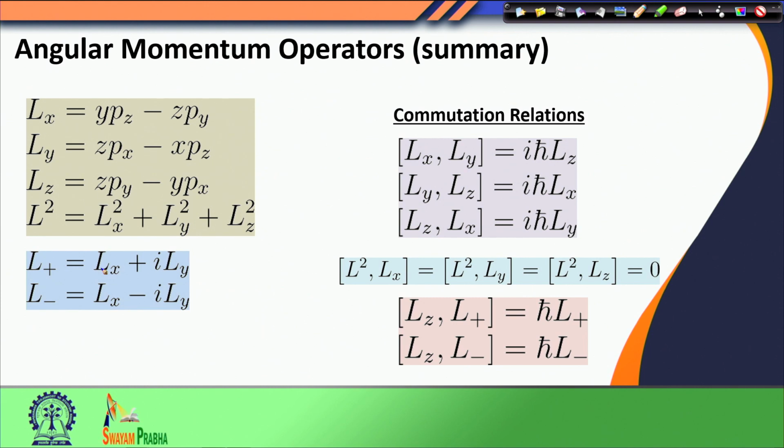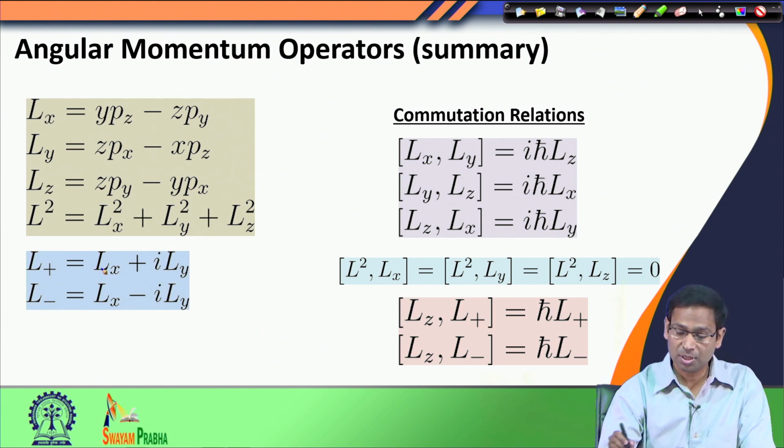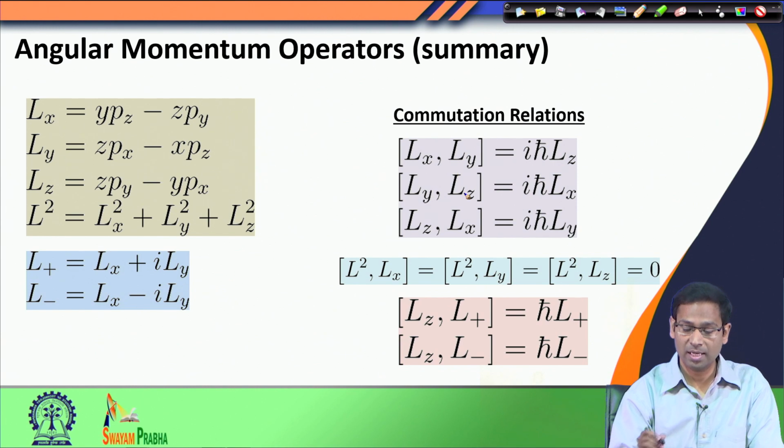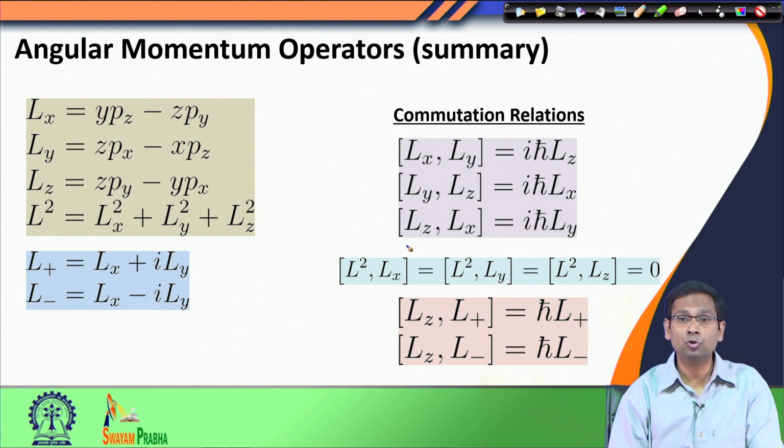What is very interesting and important in angular momentum is the commutation relations that these operators follow. For example, Lx, Ly or Ly, Lz or Lz, Lx, these three components of the angular momentum operator do not commute with each other. Since they do not commute, we cannot define a common complete set of eigenfunctions for them. On the other hand, the L square operator commutes with Lx, Ly and Lz. Therefore, we can define a common complete set of eigenfunctions for L square and any one of these three operators Lx, Ly and Lz.